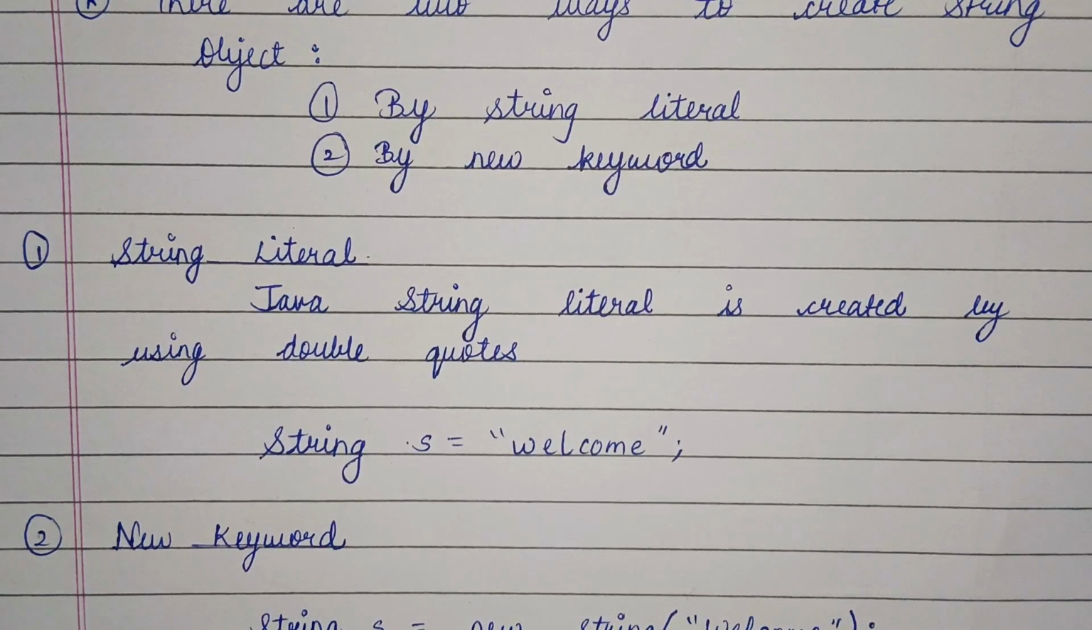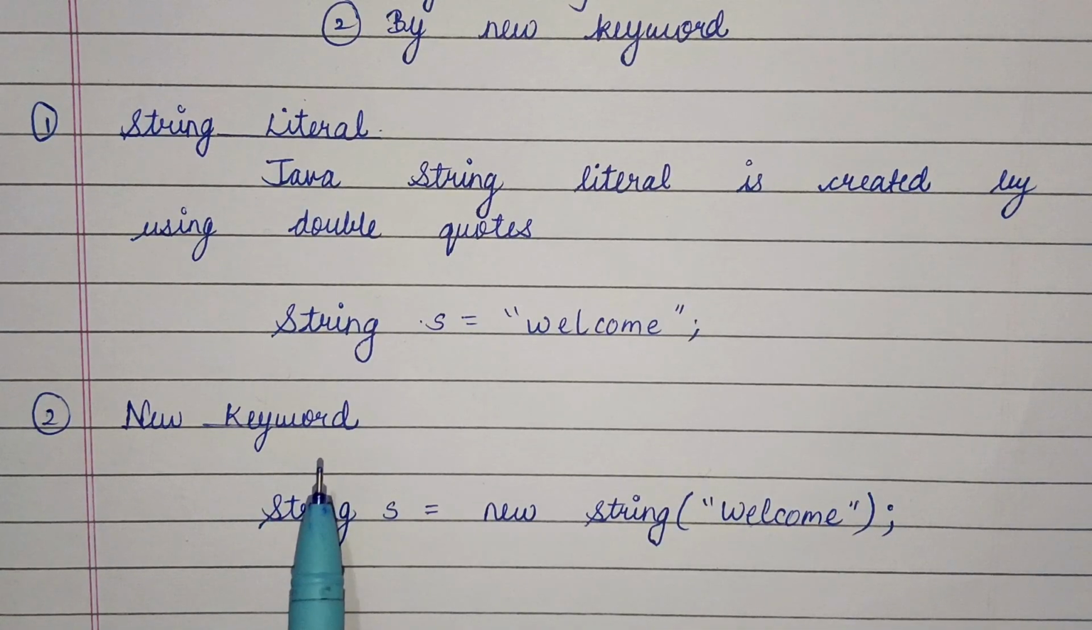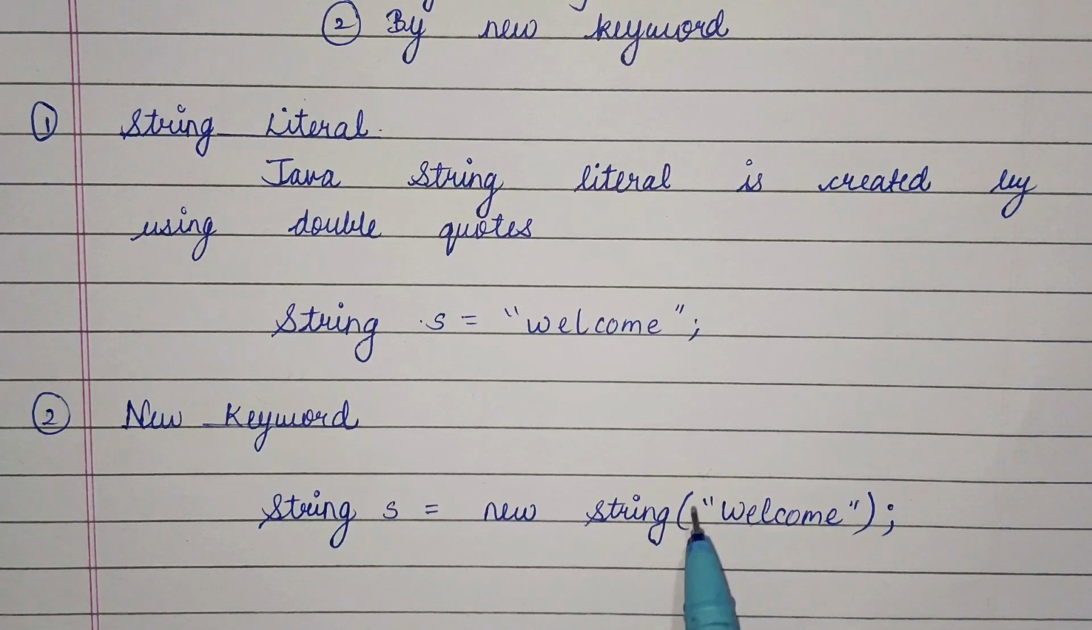The second type is by using the new keyword. Here also we have to take the data type as String, and here we have to use a variable name. Some variable name we have to give, and then here we have used the new keyword. Then again we have to write the data type, and in brackets we have to give the sequence of characters. This way we can create a string by using the new keyword.